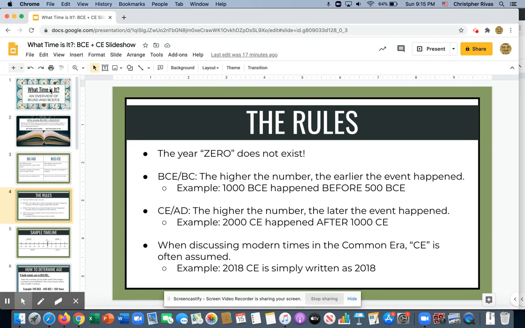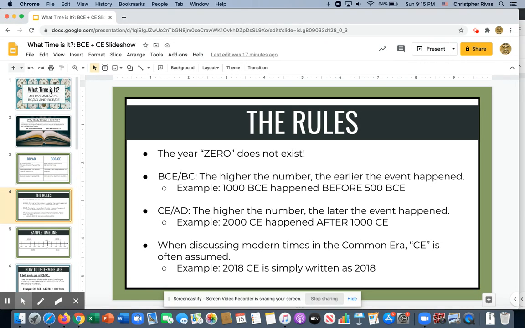So what we're going to be doing in a moment is finding out when things occurred, how long events took place for, and how many years passed between one event and another. But before we do that, I want to go over a couple rules. Rule number one, the year zero does not exist when we do this type of work. The second rule is that when it comes to BC, the higher the number, the earlier the event took place. So for example, the year 1000 BCE happened before 500 BCE.